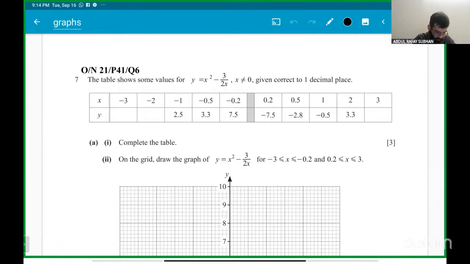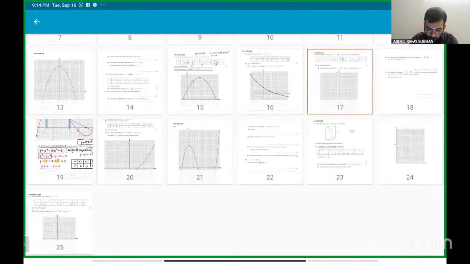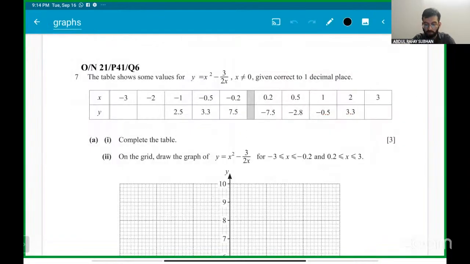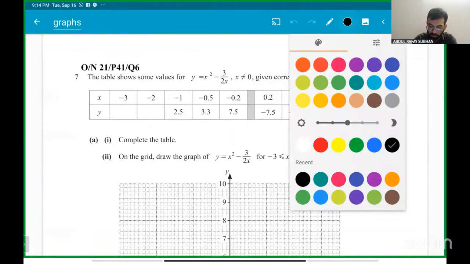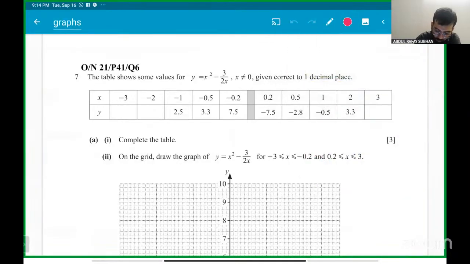Question number 1, 5, 6, and 7. 4 questions. So question number 1, 5, 6, and 7. So let's talk about the quadratic plus the reciprocal one. What we have is a quadratic plus reciprocal. It will be completing the table for 3 marks.